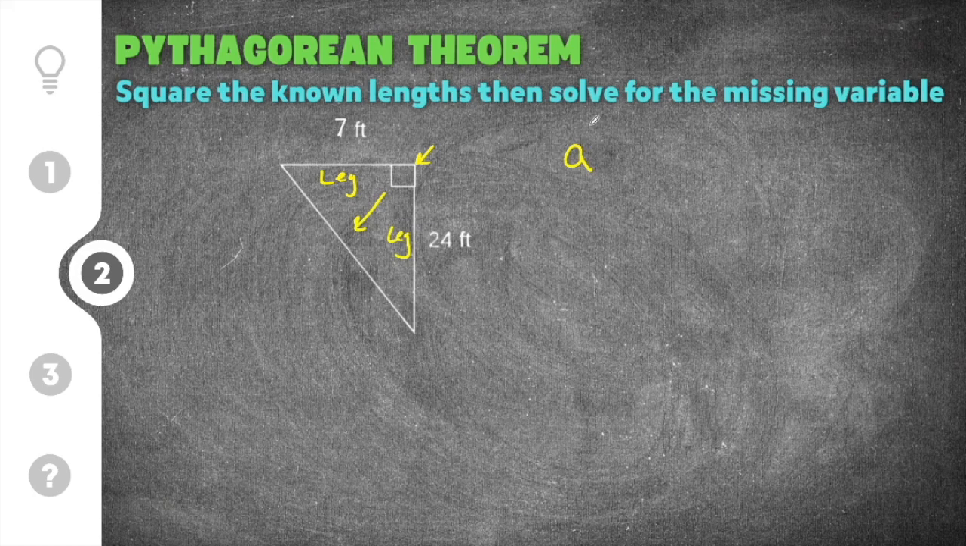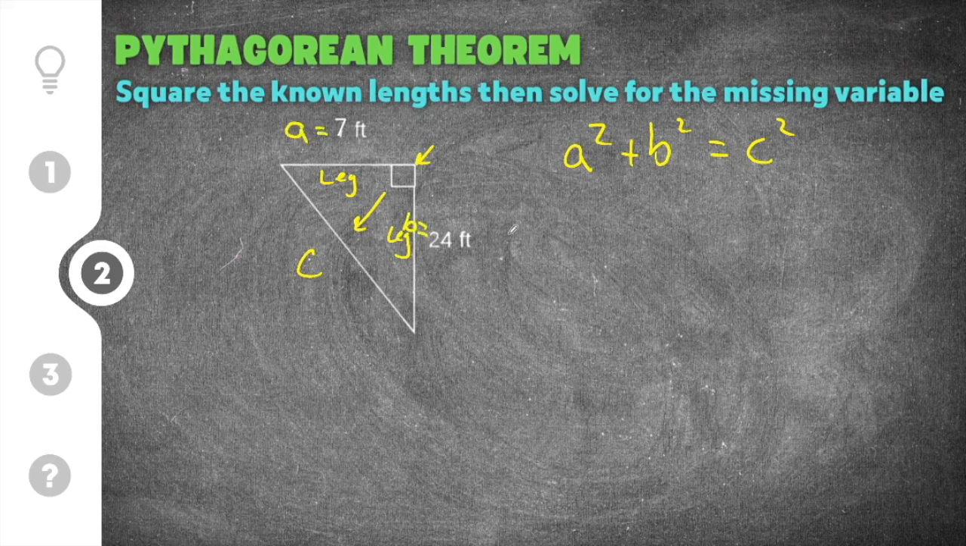Now we know we have to use the Pythagorean theorem, which is a squared plus b squared equals c squared. And in the case of this triangle, we know we're missing the letter C because we're missing the hypotenuse, and the hypotenuse is always C. So the legs are A and B, and again, it doesn't matter which one is A and which one is B. I'm going to say this one's A, and I'm going to say this one's B.